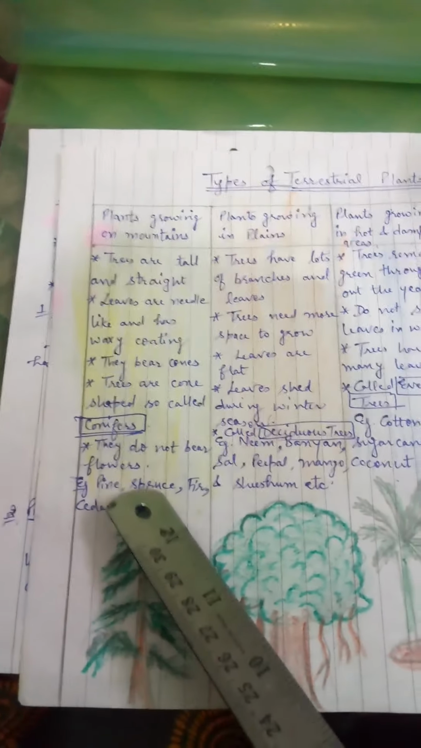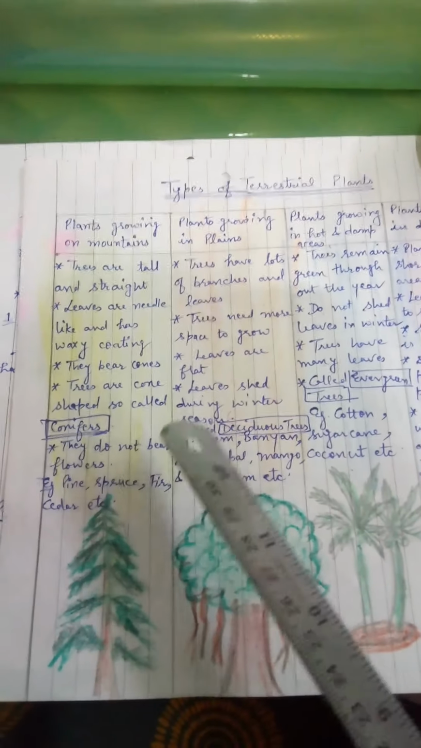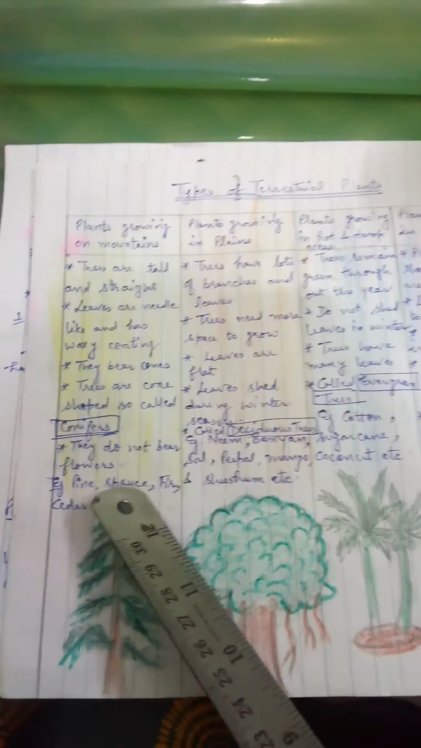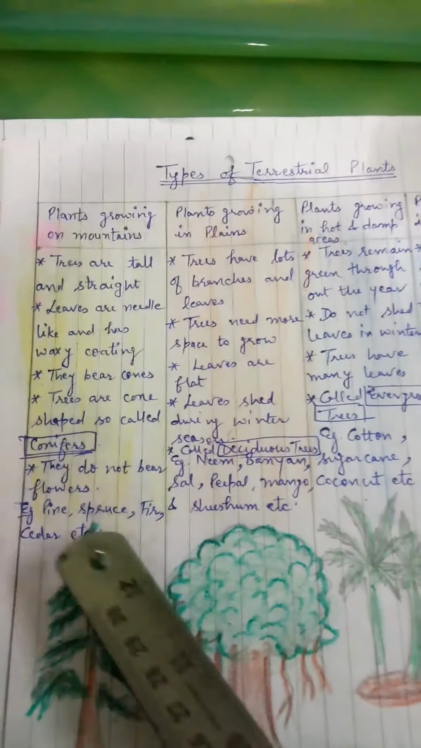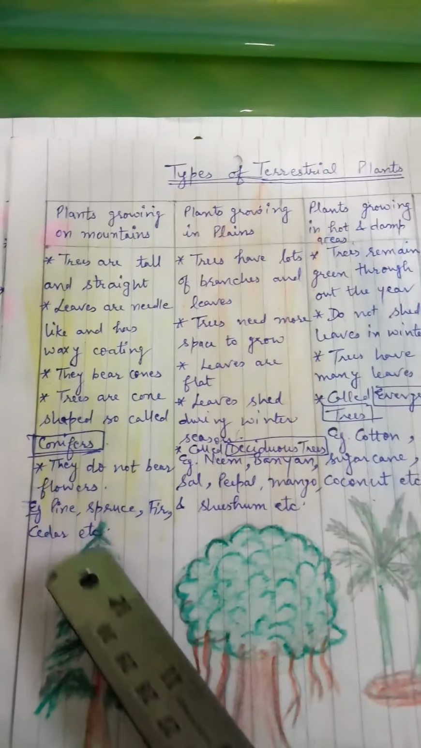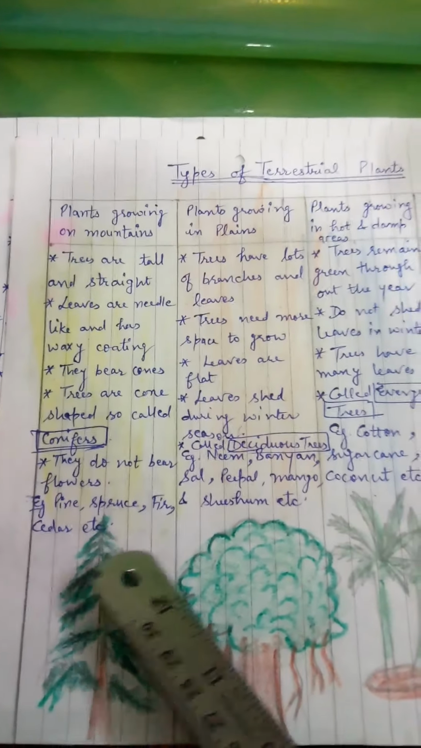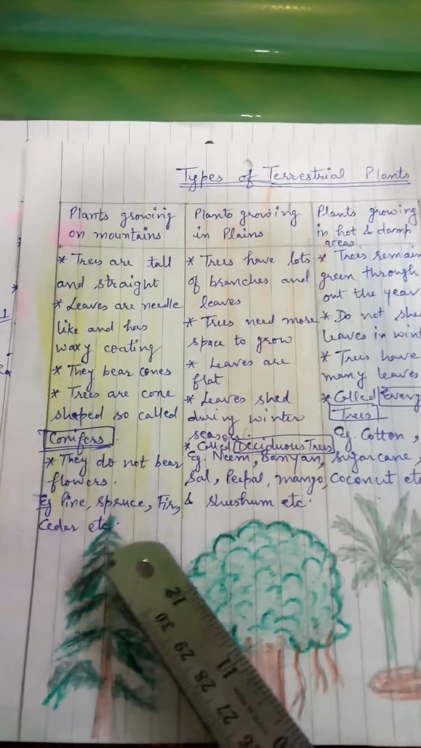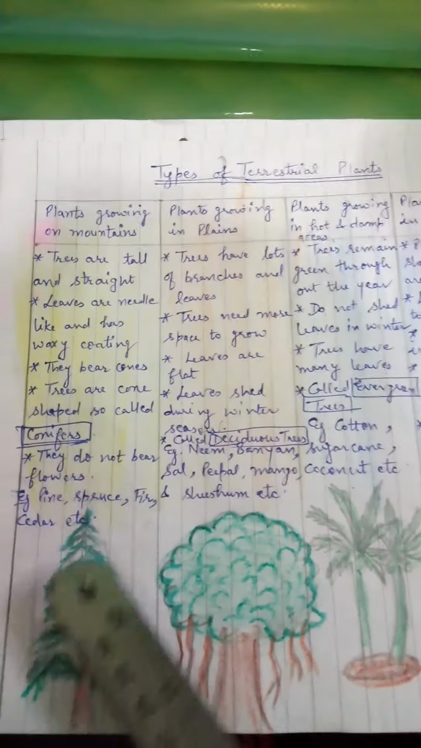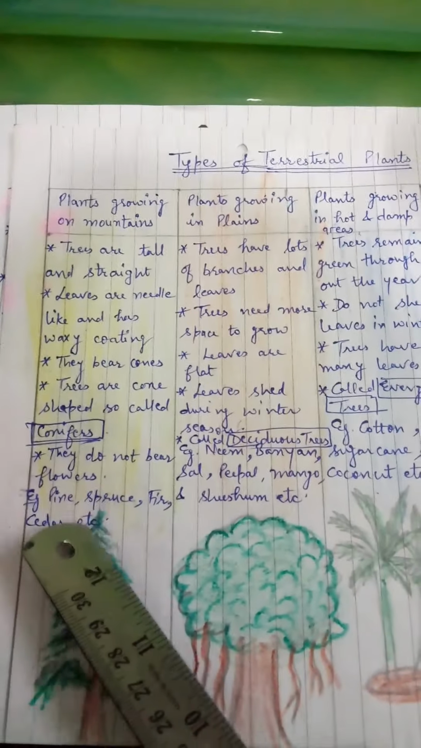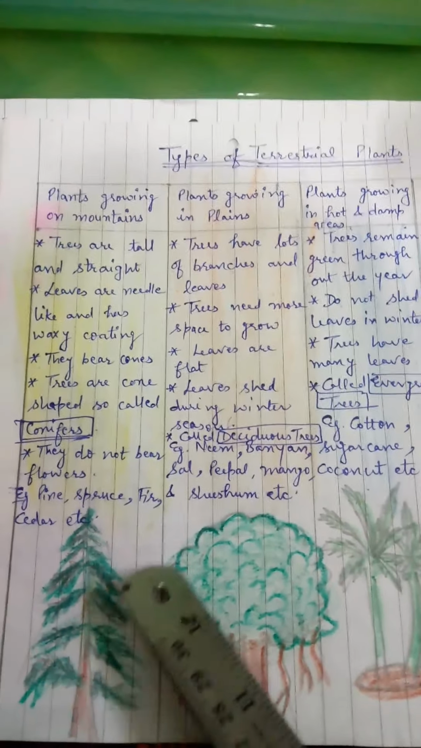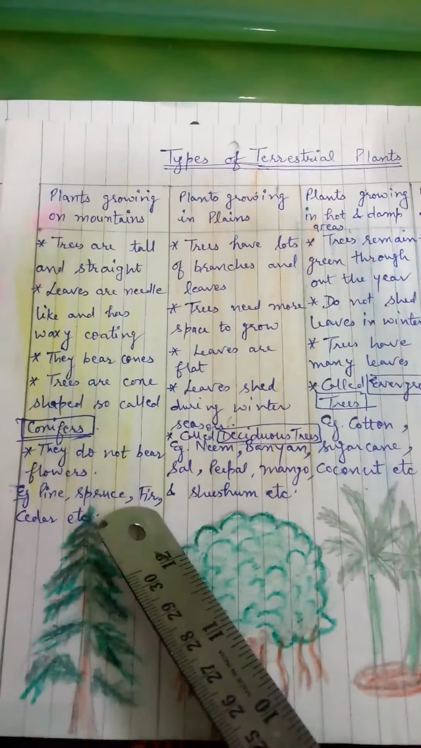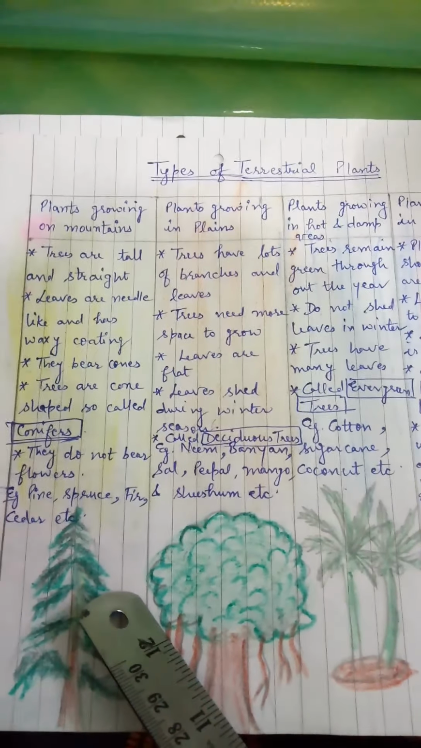Trees are cone shaped. Do you see? Cone shaped, in a triangular form. So these are called conifers. These plants do not bear flowers. The flowers are not produced by these plants. They bear cones, so these plants are called conifers. Examples of plants growing on mountains are pine, spruce, fir, cedar, etc. So these are the different types of plants that you can find on the mountains.